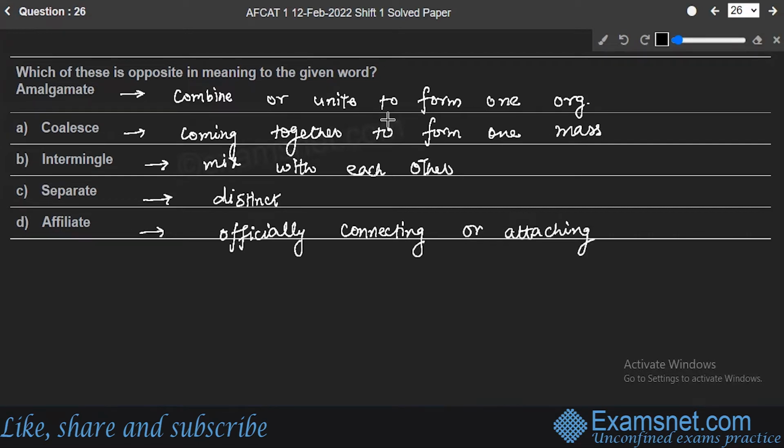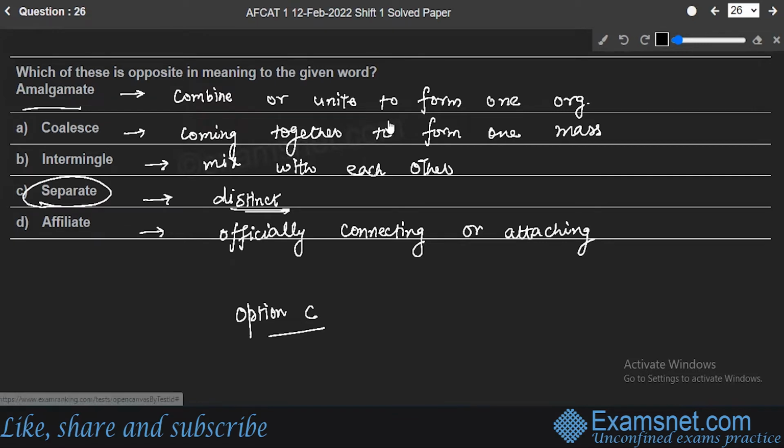So you have to find out the one which is the antonym, that's the opposite word to the word amalgamate. You can clearly see separate, because all the rest mean that they are combining, they are connecting for some one thing or another. Whereas separate means distinct, they are not combining but they are getting separate. So this option C is the correct answer.